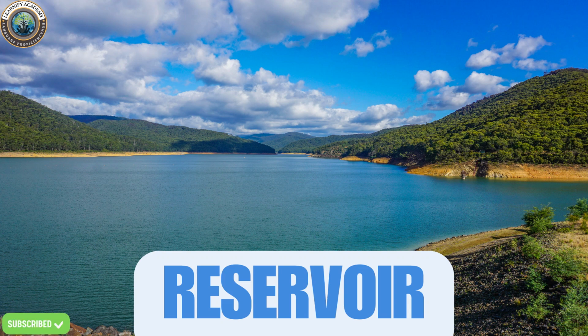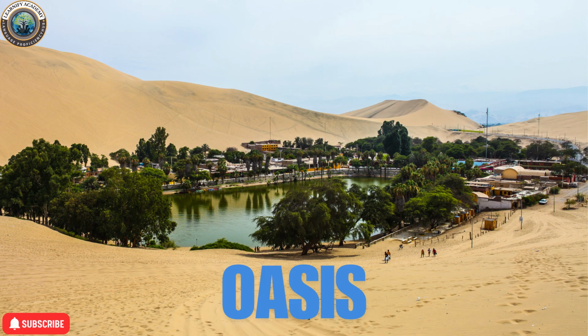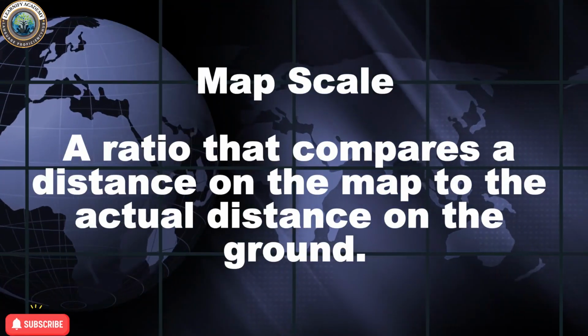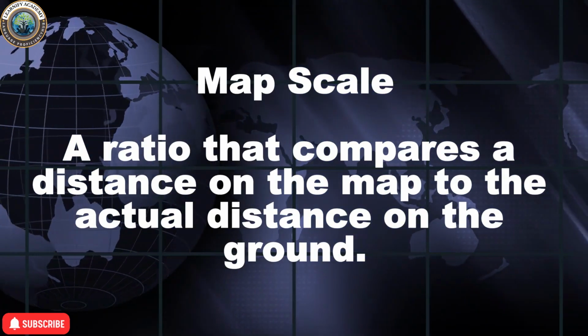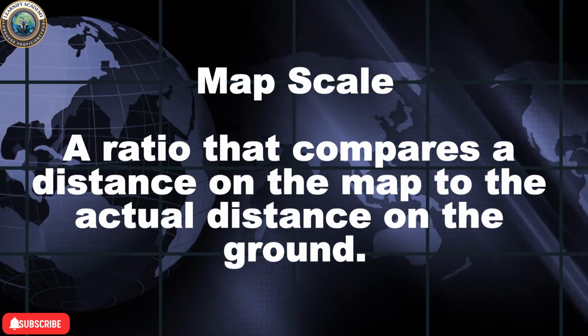Reservoir, a large natural or artificial lake used for storing water for human use. Oasis, a fertile spot in a desert where water is found, often supporting vegetation and life. Map scale, a ratio that compares a distance on the map to the actual distance on the ground.